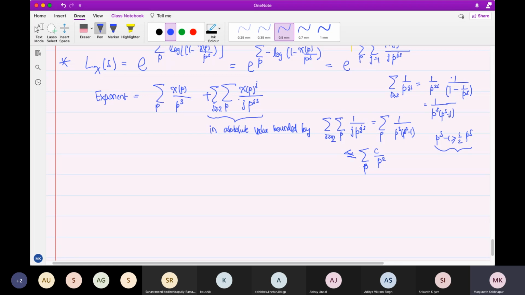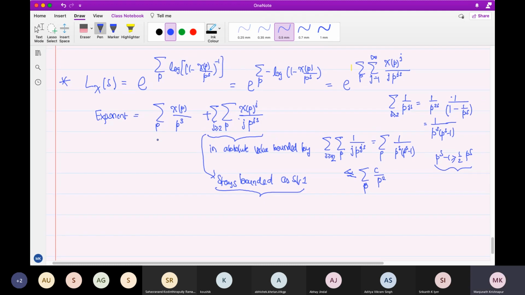That gave me 1 by p to the s into 1 by p to the s minus 1, which is approximately like p to the 2s, which is smaller than p square. So this whole thing is uniformly bounded, even for all s, by a constant over p square. In other words, this quantity is big O of 1. It does not blow up because the uniform bound I have found does not depend on s at all. Okay, so that's what we get.